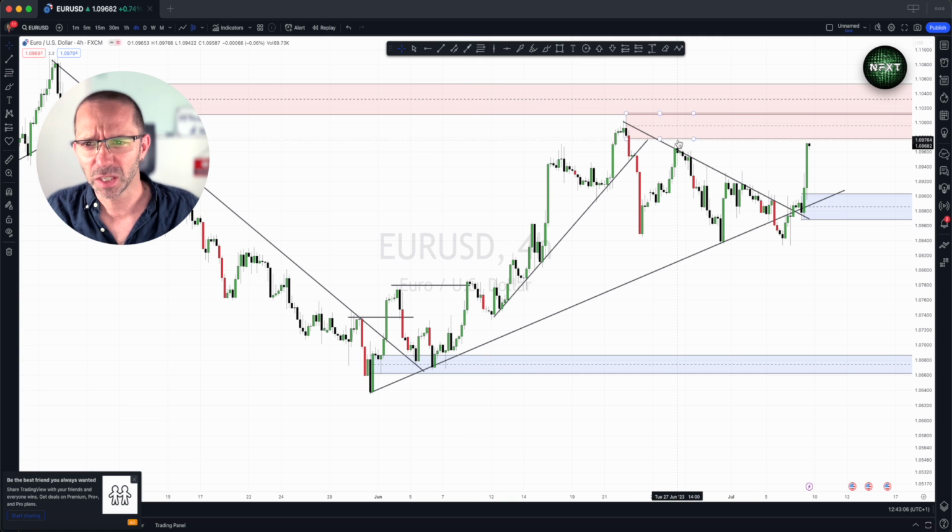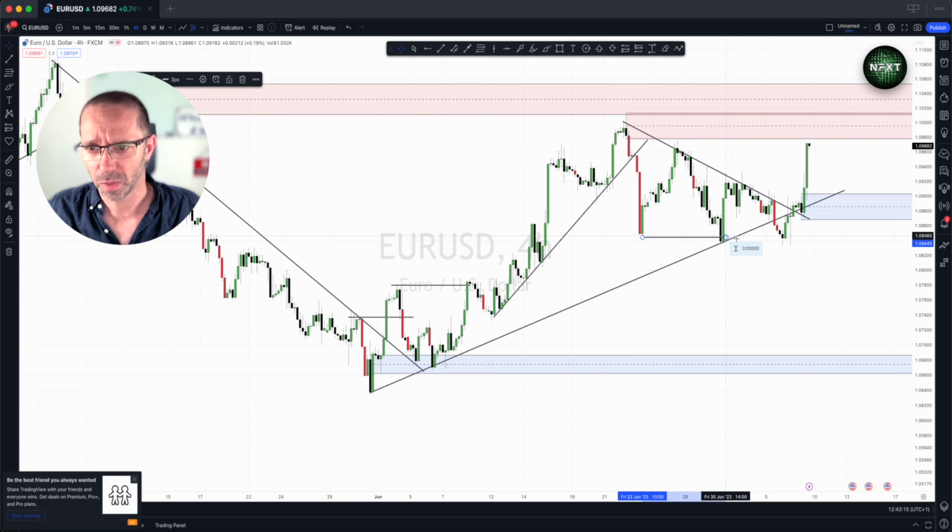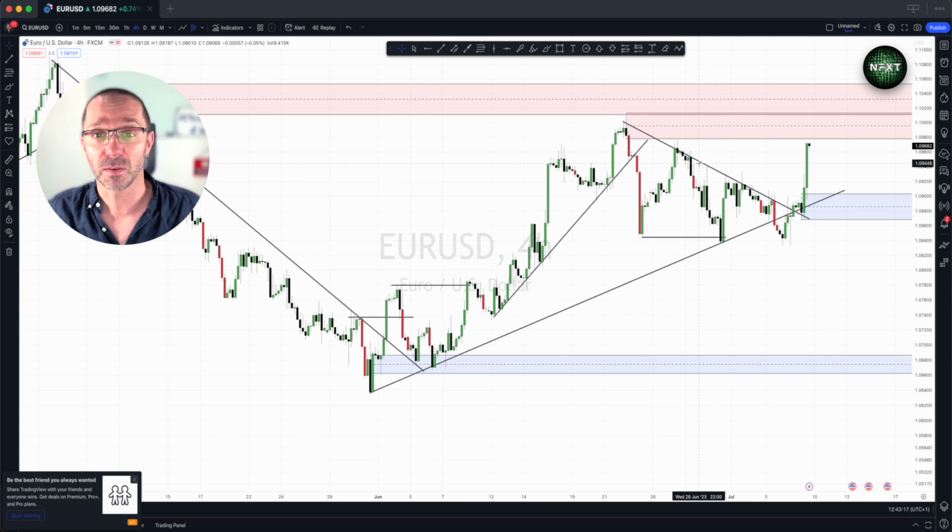Same here, we just fell short from that entry. Now we did go into the area of imbalance here and reverse went down. And look at this, the market went down to the previous low. So those two trades on the sells were great trades.